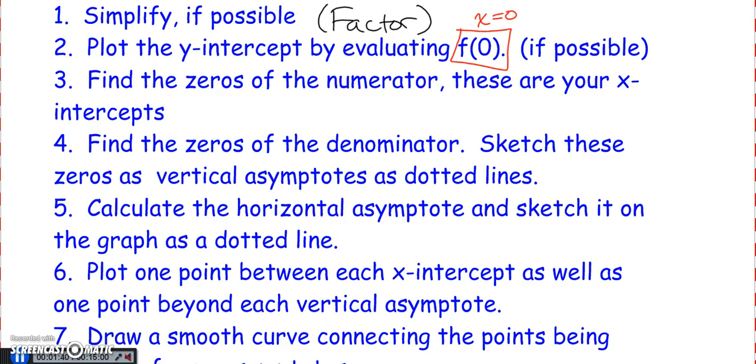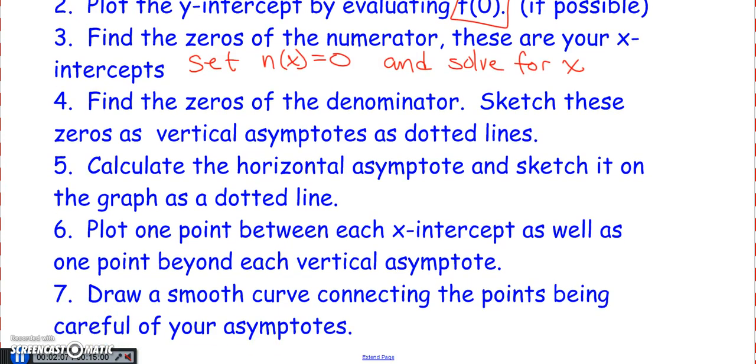Find the zeros. To find the zeros, that's the same thing as finding the x-intercepts. So again, to find the zeros, you're going to want to set the numerator equal to 0 and solve for x. Step 4 is going to be find the zeros of the denominators.